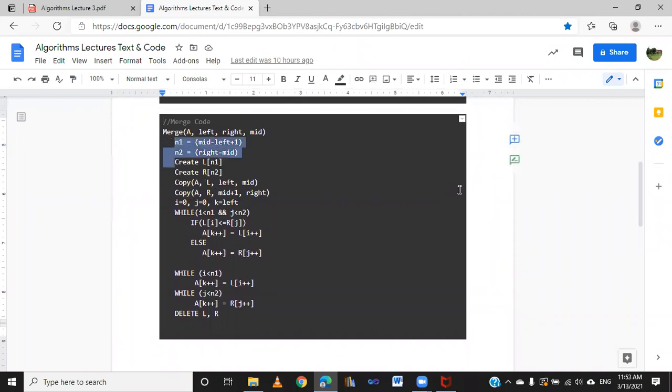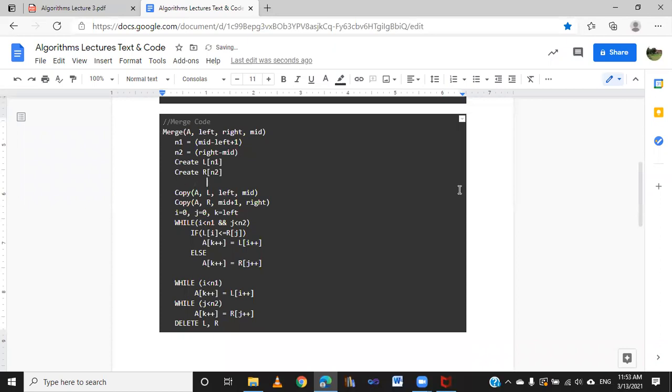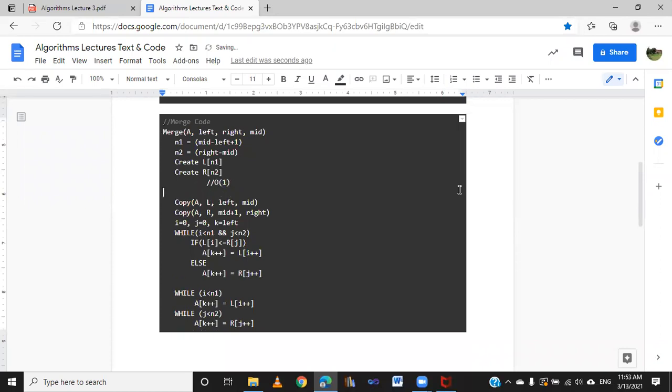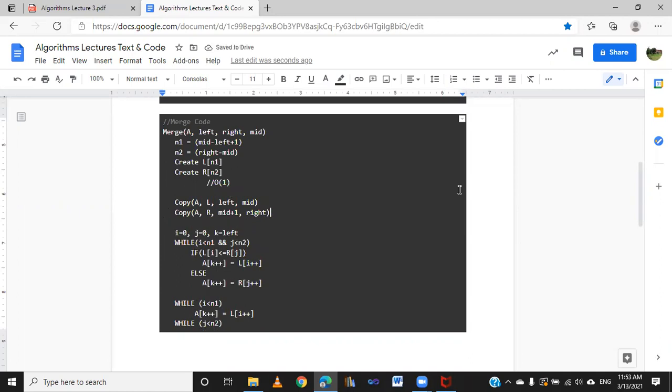Obviously, the first four lines, you should all know that all of these together are going to give us O of 1 time, right? All of these are constant time functions, so we don't need to bother too much about these. So all of these together are O of 1. Then these two calls to copy are simply bringing the data from a section of array A and putting them into L and R arrays.